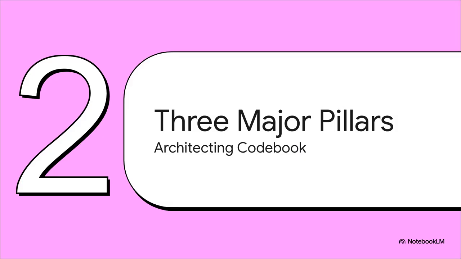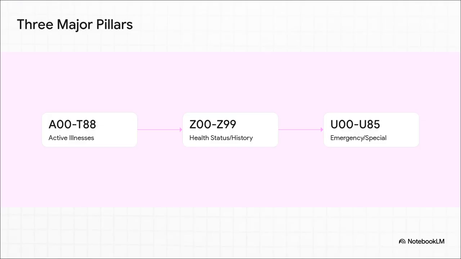Moving on to part 2, the three major pillars and how we architect the codebook. To make sense of this massive range, we really need to look at how the codebook is actually built. I want you to picture the ICD-10 CM codebook as a giant 3D digital library, right? And it has shelving units divided into three giant color-coded sections. You've got your main core from A to T, your support system in the Z codes, and your emergency reserves in the U codes. Basically, every possible human condition is organized into one of these three distinct areas.